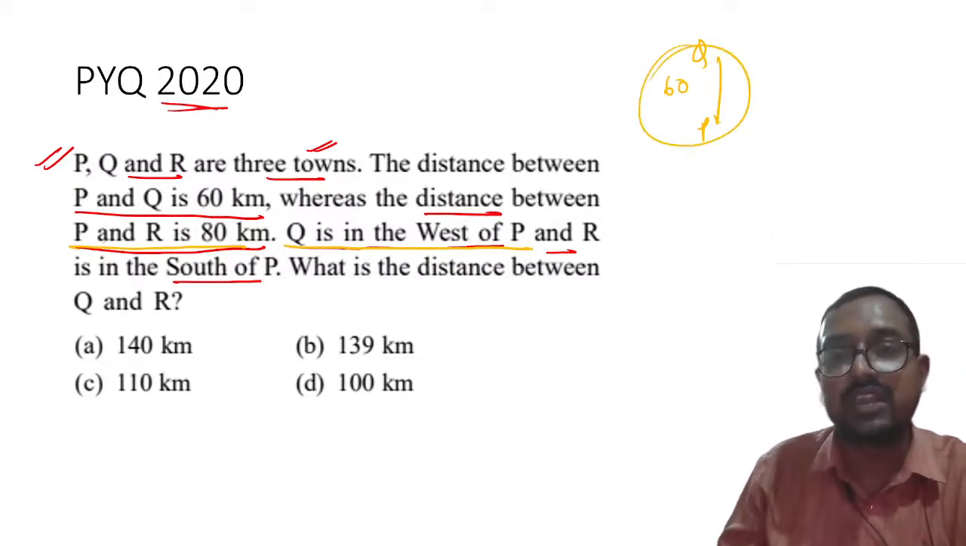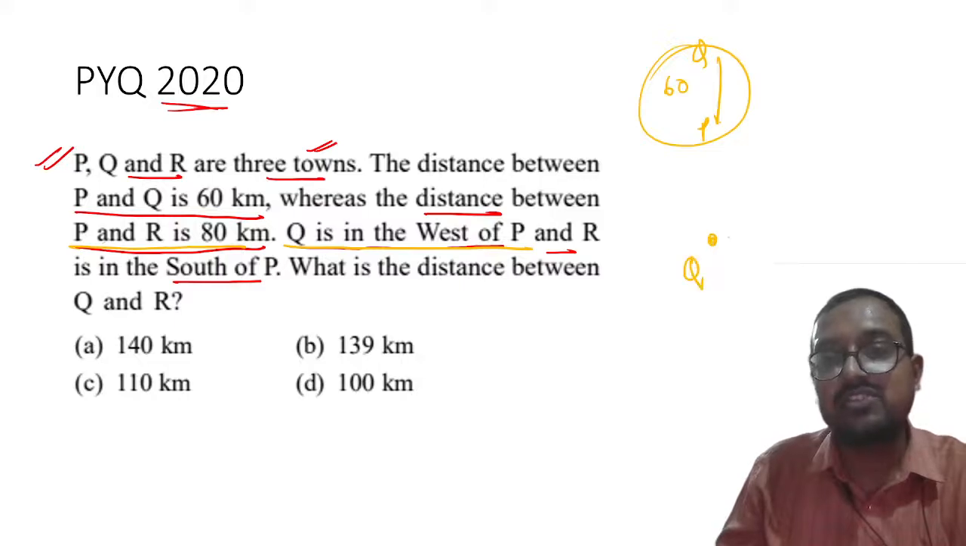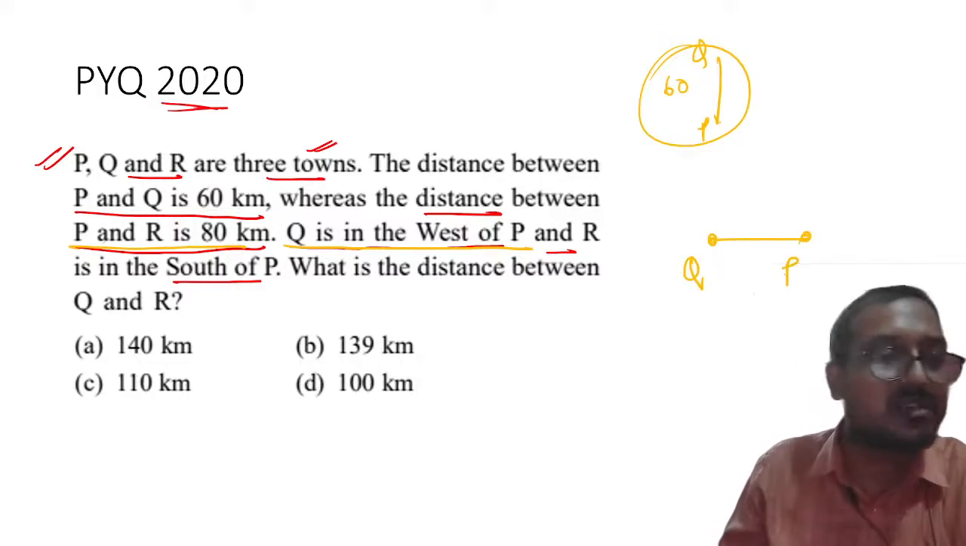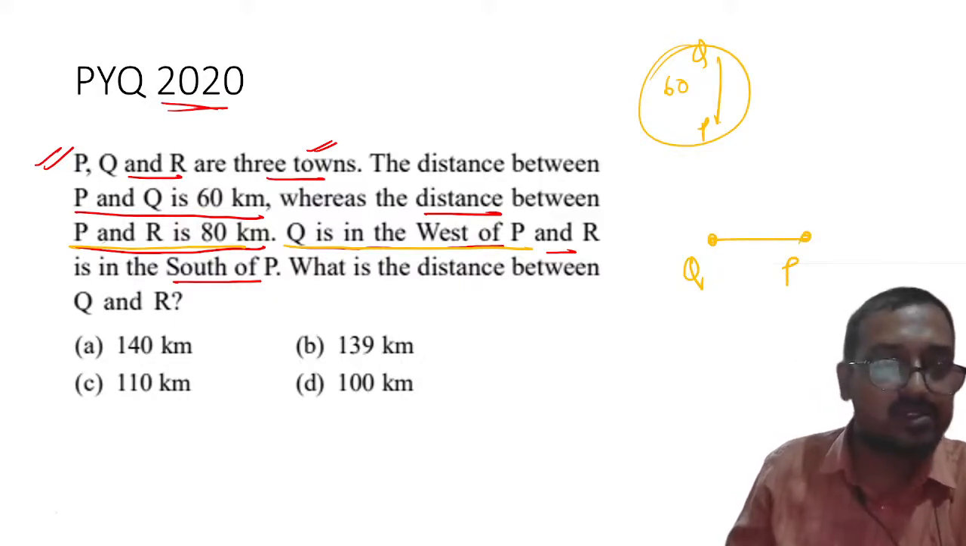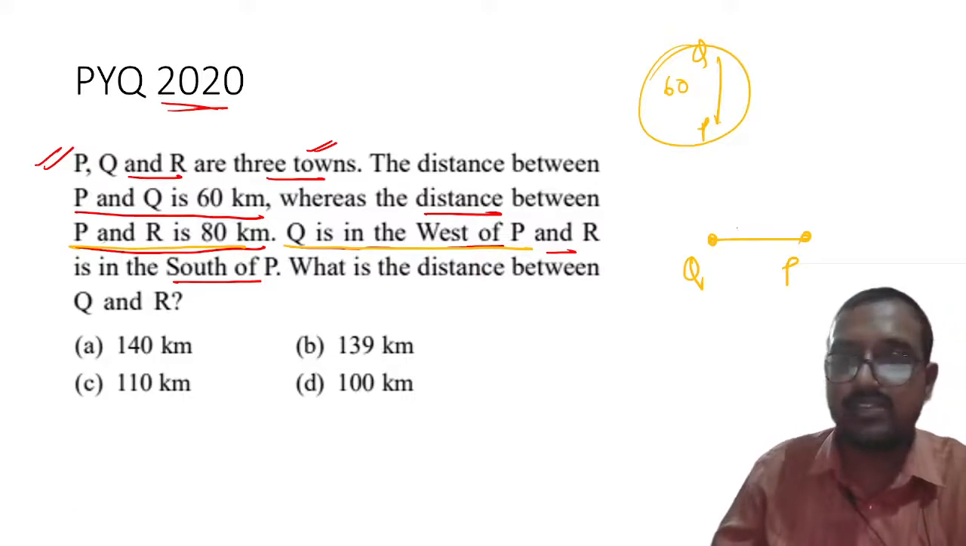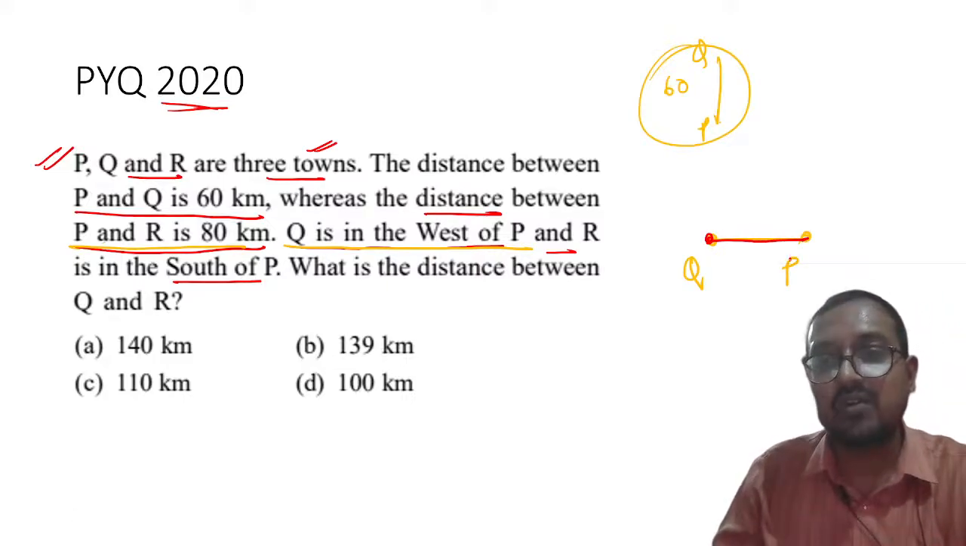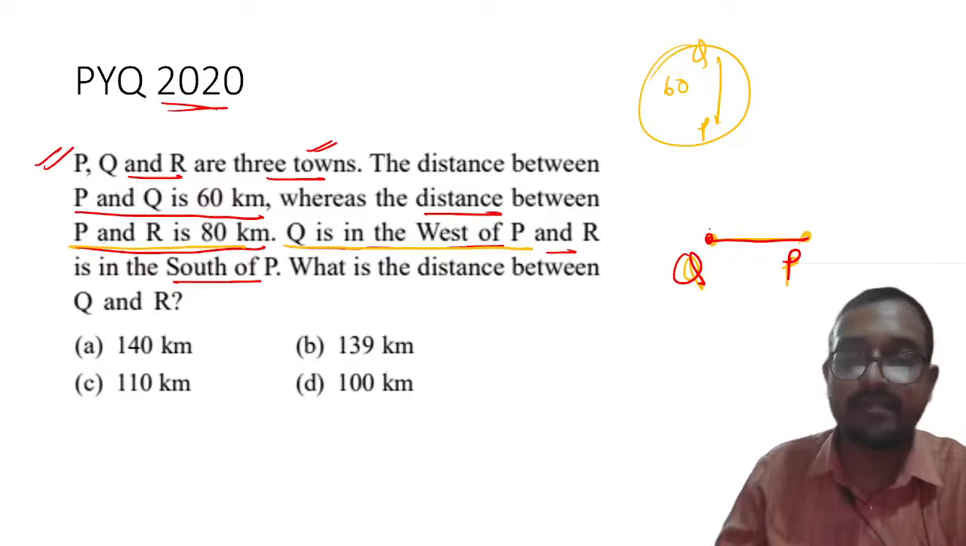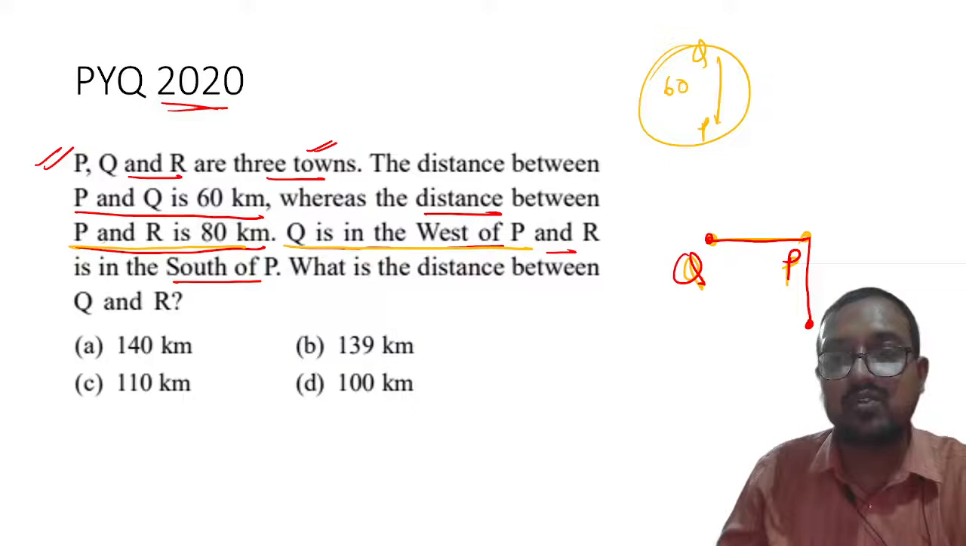Okay. So I made a wrong diagram. Q is in the west of P. Right. So it will be something like this. Understood? Q is in the west of P. I hope it is clearly visible. And R is in the south of P. So yeah, R is in the south of P.